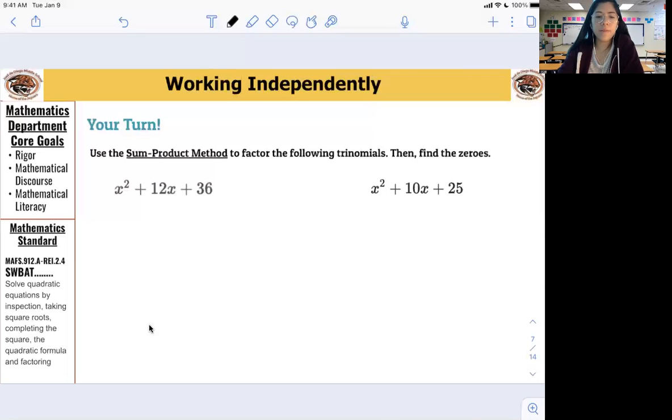Okay, about 1 minute left. I want to hear from more people. I haven't heard from Sophie, haven't heard from Raymond, Jeffrey, Andrea, Anaya, David, Jade, Allison, Bianca, Guillermo, Juan. Let's go. Two numbers that add up to 12, multiply to make 36. What two numbers add up to 10, multiply to make 25?